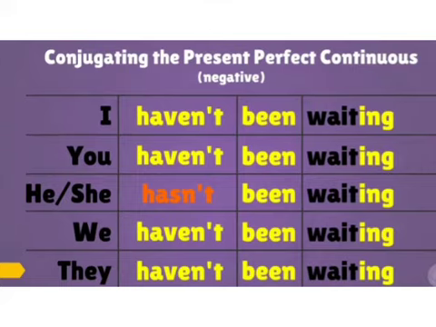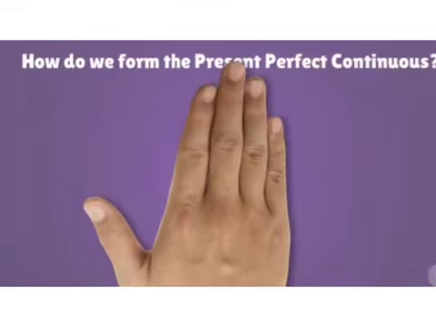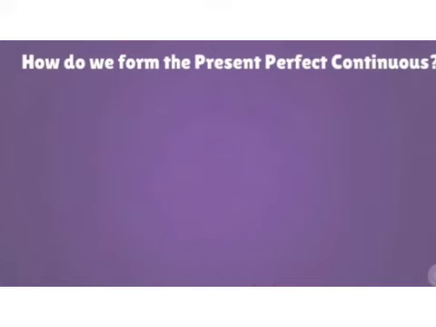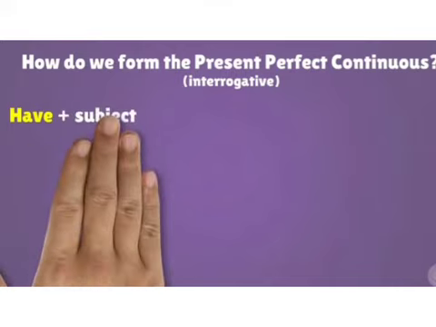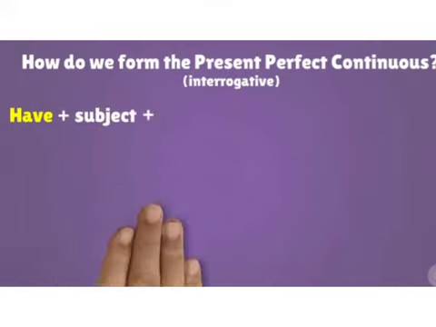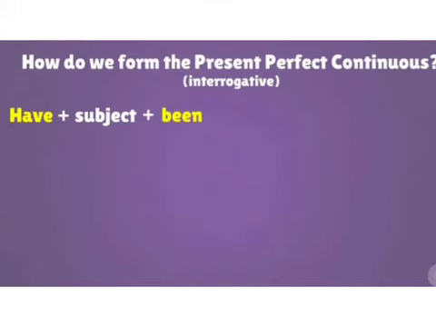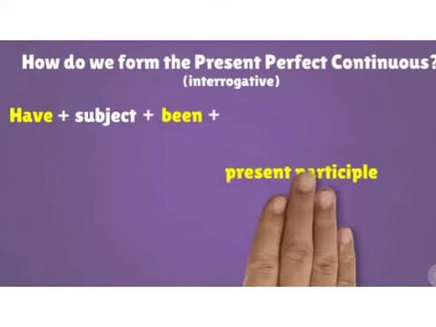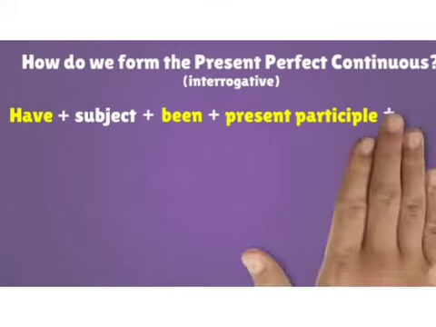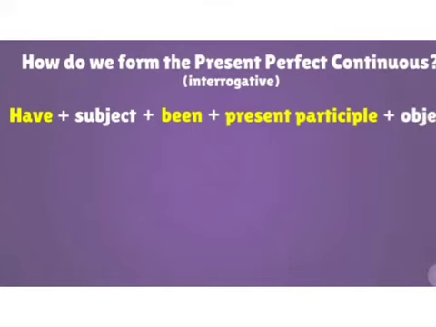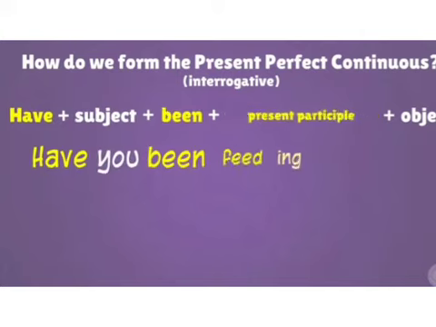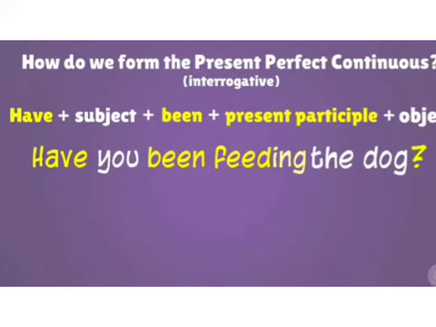Okay, children. Now what is next? Yes, interrogative type. A sentence which has a question formation is called an interrogative type. Here we go with the formula. Have plus subject plus been plus present participle plus object. This is the example for you. Have you been feeding the dog?